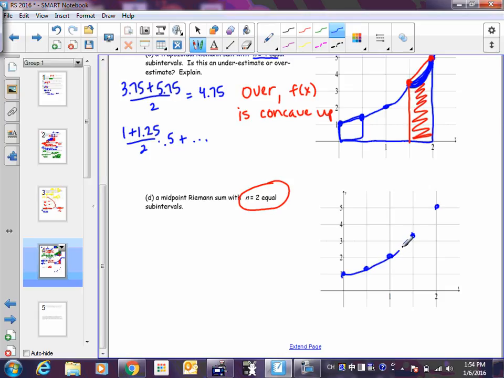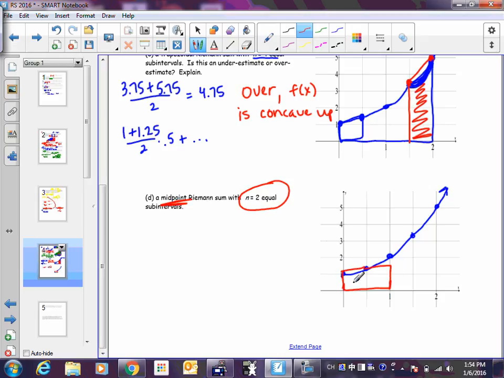Okay, so here is our picture again. Now I went ahead and graphed all the points, because even though this is n equals 2, so what this means is, here's my first rectangle. But I need this point in the middle because I'm doing midpoint Riemann sums.